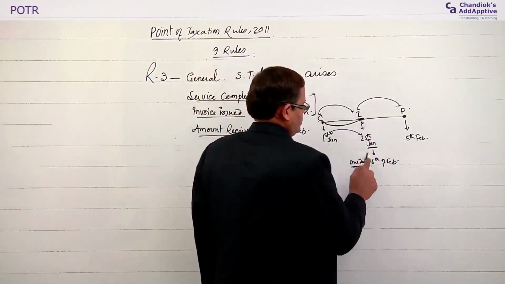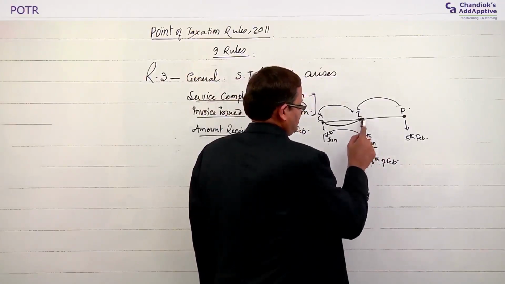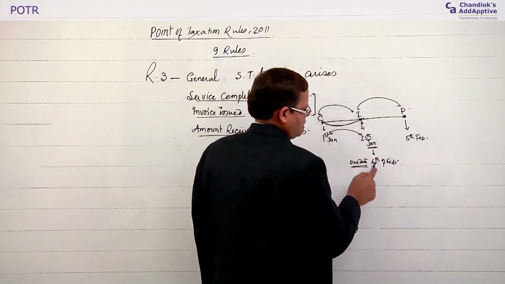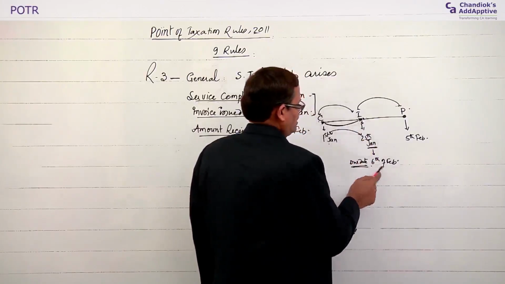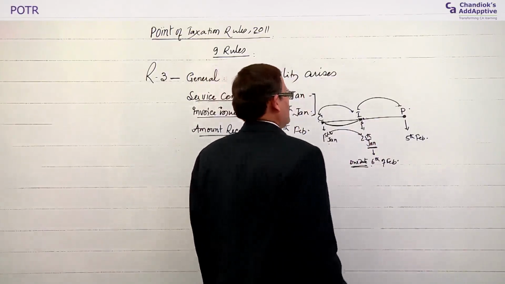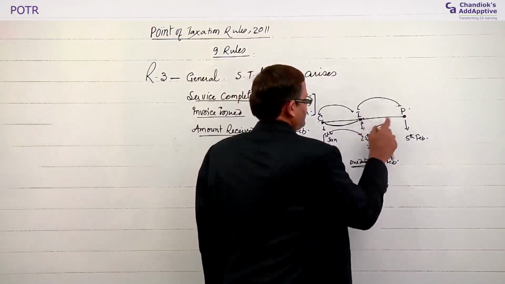So you have to pay. Your due date is fixed because the liability is fixed. Once the liability is fixed, the due date follows automatically: next month or next quarter, the 6th. Okay. So, IRP, whichever is earlier.